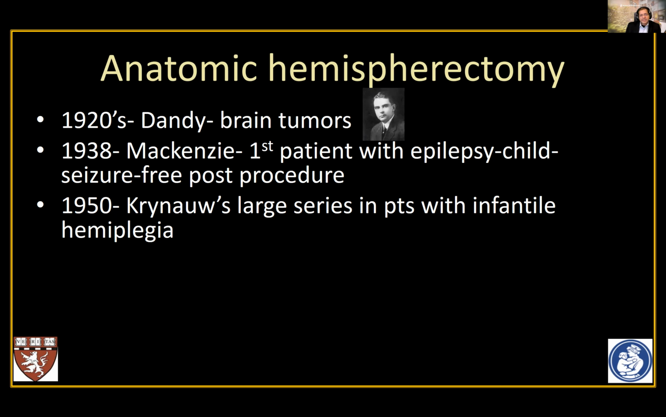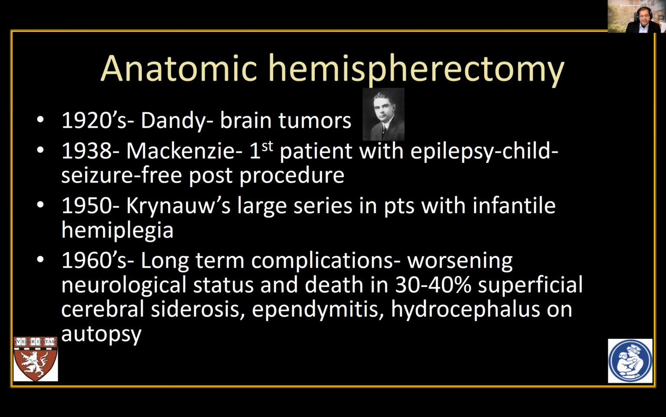In 1938, Mackenzie in Toronto operated on a 16-year-old female, and his patient was seizure-free after the procedure. He was only trying to take a brain scar, a small area, out, and ended up taking the entire hemisphere. So it wasn't a planned procedure, but nevertheless, the patient did really well. In the 1950s, there was a surgeon in South Africa called Krynauw who published a large series of patients with infantile hemiplegia, and this led to a popularity in the procedure for a while.